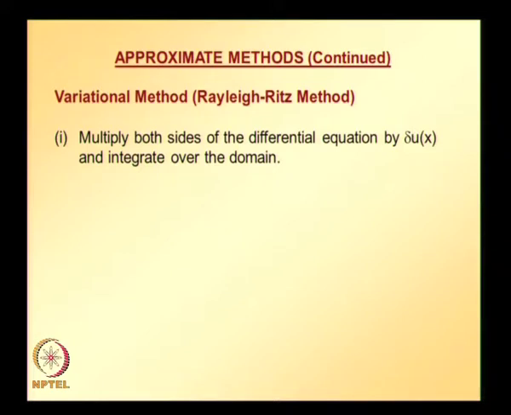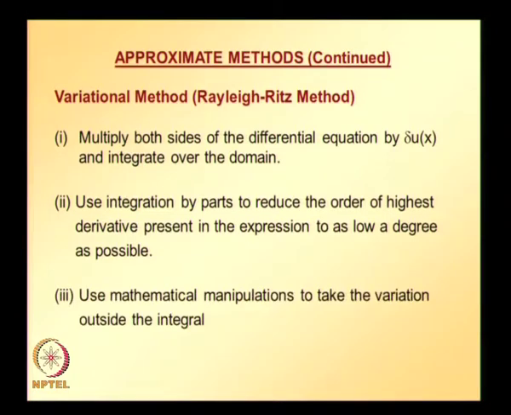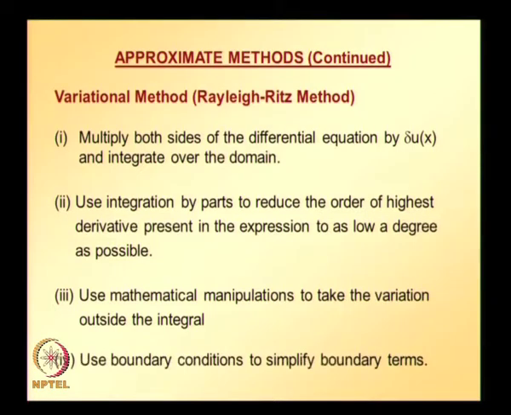So, multiply both sides of the differential equation by the variation of the quantity that we are looking for, and integrate over the domain. Use integration by parts to reduce the order of the highest derivative present in the expression to as low a degree as possible. So, that is the second step, and then use mathematical manipulations to take the variational operator outside the integral, and use boundary conditions to simplify boundary terms.